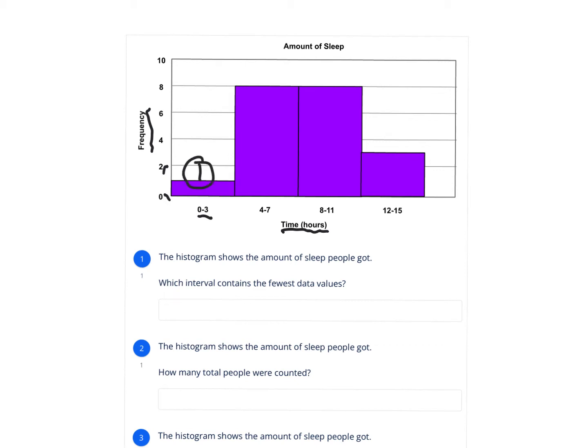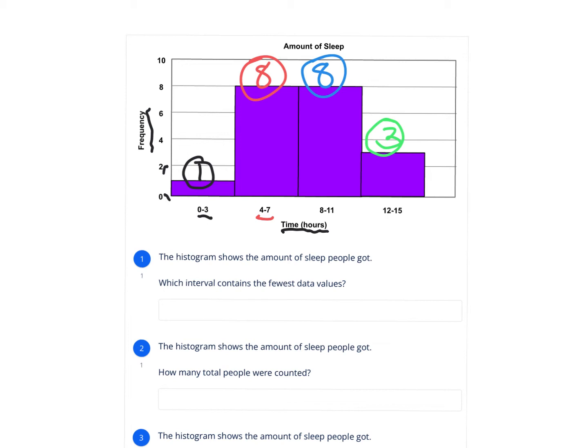4 to 7, if I take a look at that one, right here, happened 8 times. 8 to 11 also happened 8 times because they're both on that 8 line. And then the last one, 12 to 15 hours, looks like 3 times because it's right between the 4 and the 2. Okay, so now I can ask you a couple questions about this.